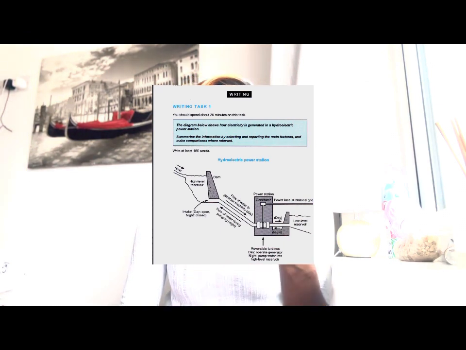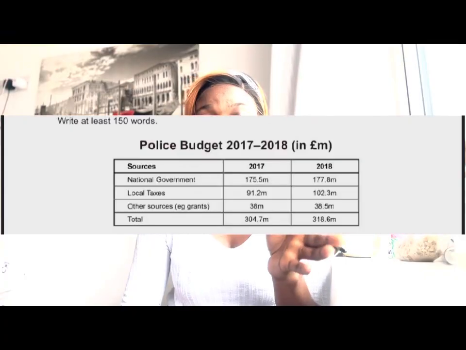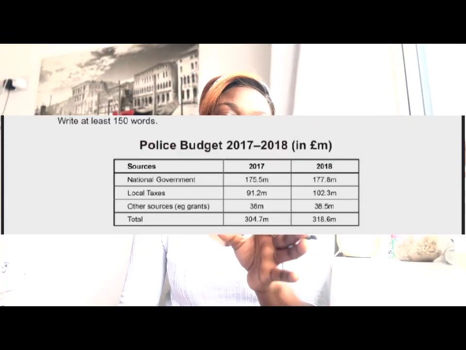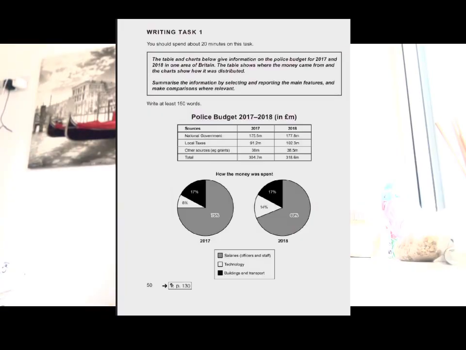You can also have tables. This is how a table looks. You can have a single table to describe, or a table paired with another chart: a table and a pie chart, a table and a linear graph, or a table and a bar graph. These are the things that could be given to you to describe in your writing task 1. So what are the requirements for your writing task 1? One requirement is that you are required to write 4 paragraphs.